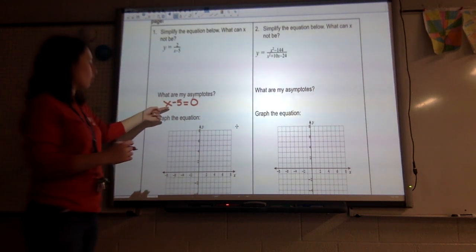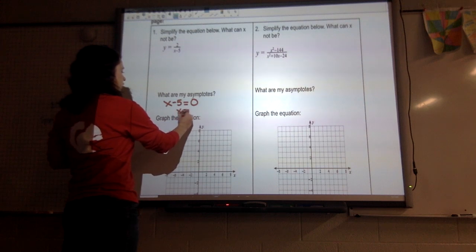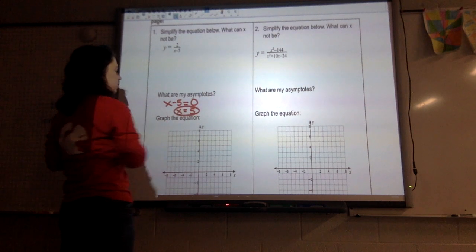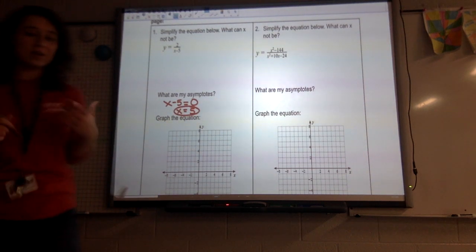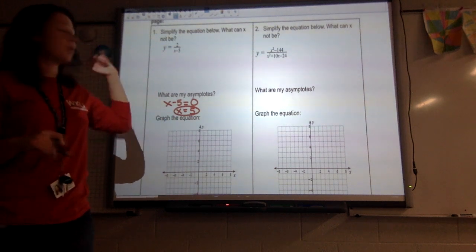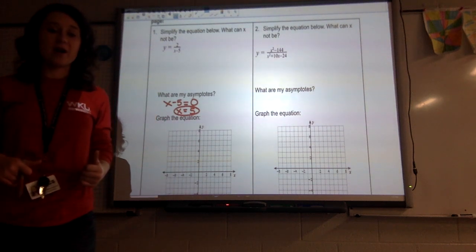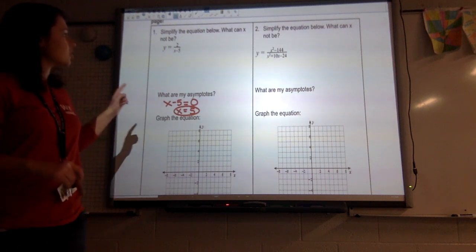So when you solve this equation right here, you get x equals 5. That's the only thing that x cannot be. You could plug in a million, you could plug in negative 25, whatever you want to. You just can't plug in 5.